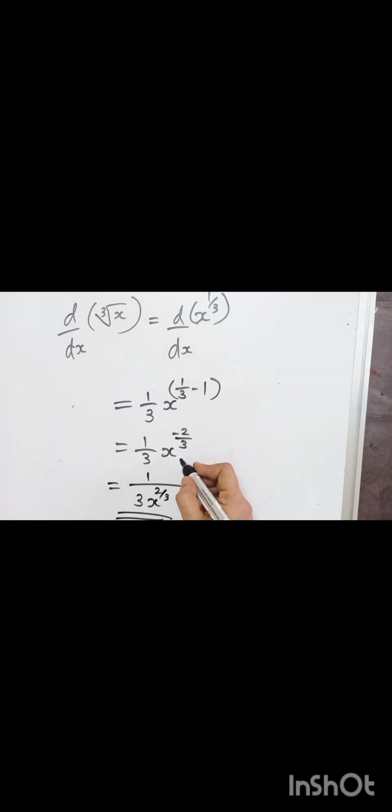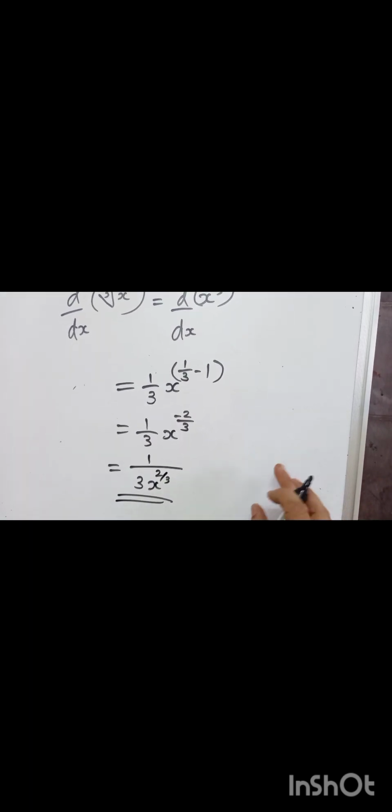Or if you want, you can rearrange it. Here x to the power minus n, we can write as 1 by x to the power n. So, in that way, the derivative of cube root of x is 1 by 3 x to the power 2 by 3. Okay. So, these are some problems in which we use the power rule and also the properties of derivatives.